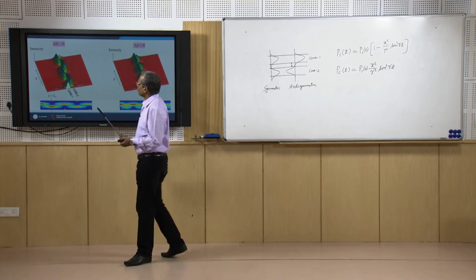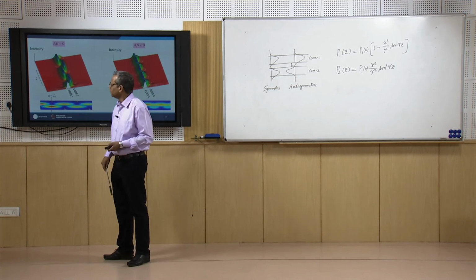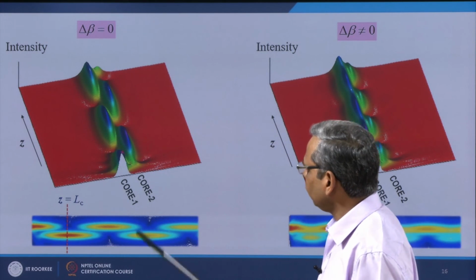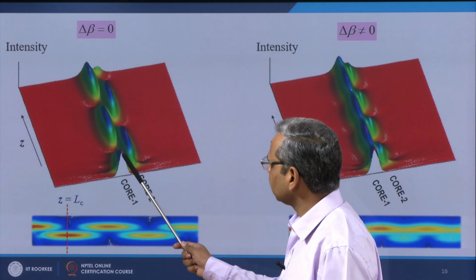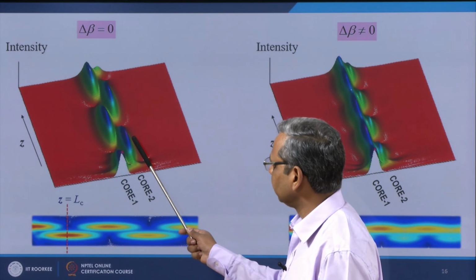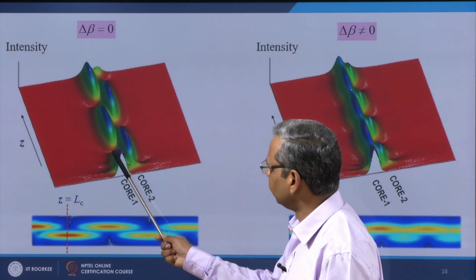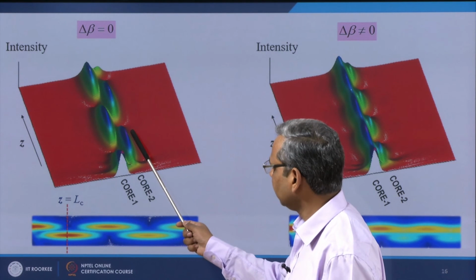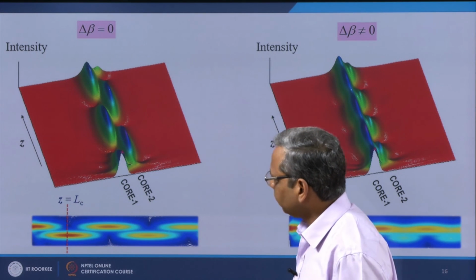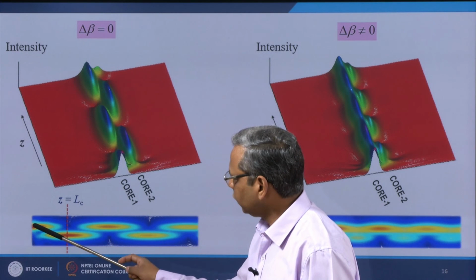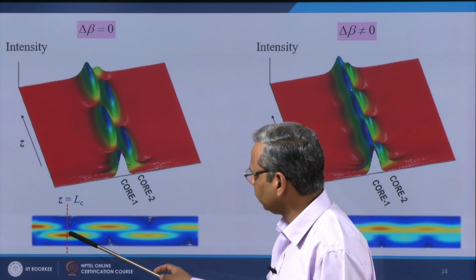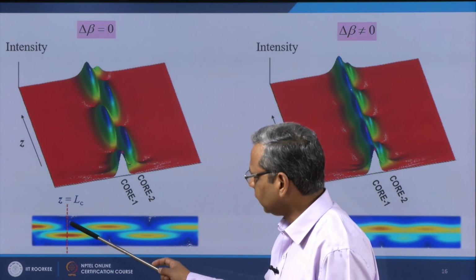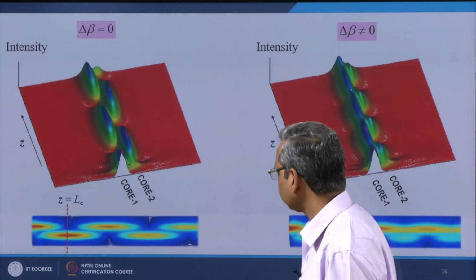This is how a 3D plot shows the two cases. When delta beta is equal to 0, I launch power in core 1 and then there is a complete transfer of power in core 2 at a certain length. You can see a dip which goes to 0 here, and you can see a peak which comes to 1 here. If I look from the top and draw the contour plot, you launch power in core 1 and at z equal to LC there is complete transfer of power in core 2, and here the power in core 1 becomes 0.